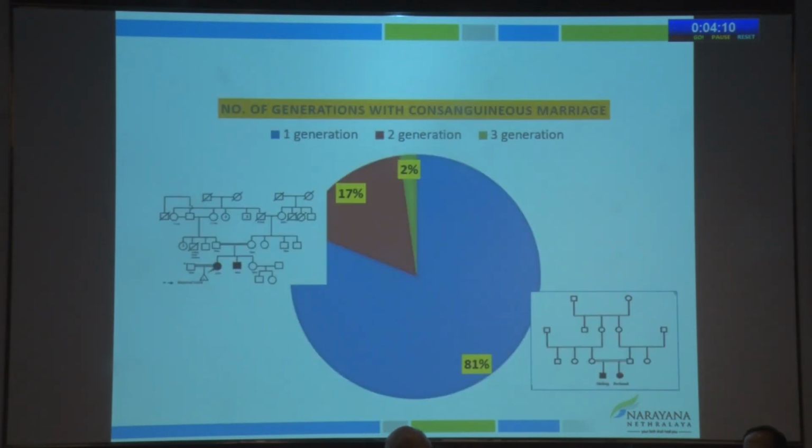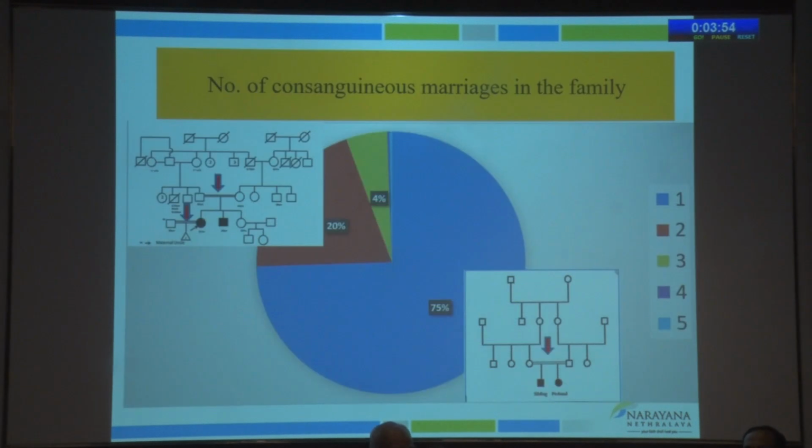We studied the number of generations with consanguineous marriages, and we found that in 81%, one generation was affected. In 17%, 2 generations in a family had a history of consanguineous marriage, and in 2%, it was 3 generations. And when we counted the number of consanguineous marriages in families, in 75% there was only 1 consanguineous marriage. In 20%, there were 2. In 4%, there were 3. And in about 1%, there were more than 3 consanguineous marriages in a family.